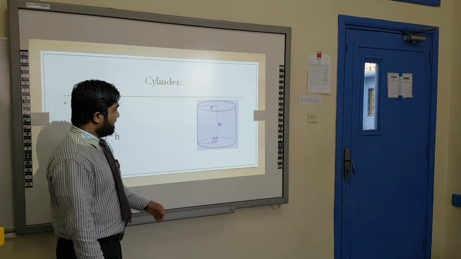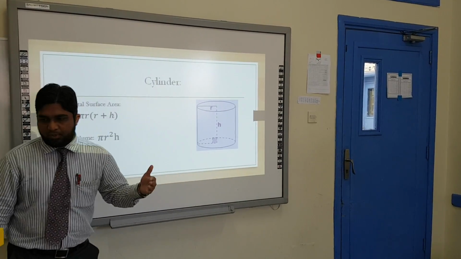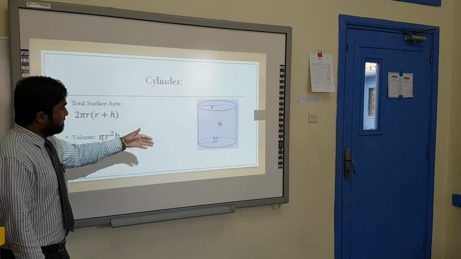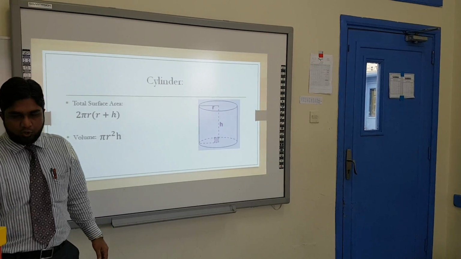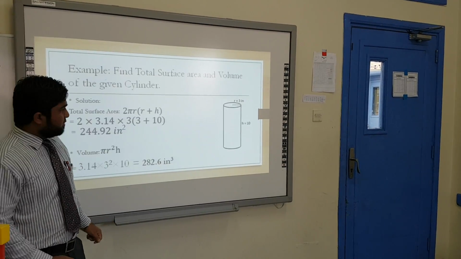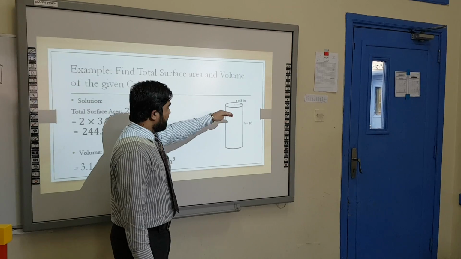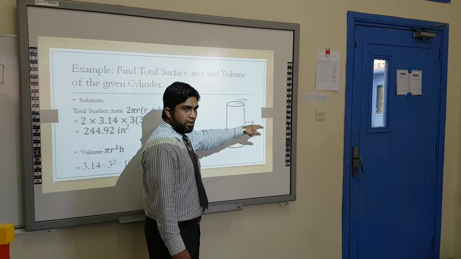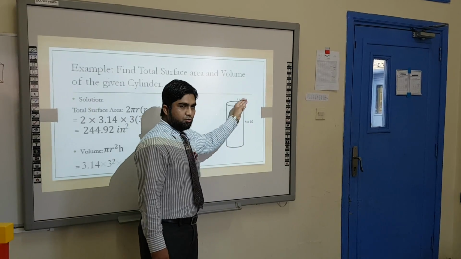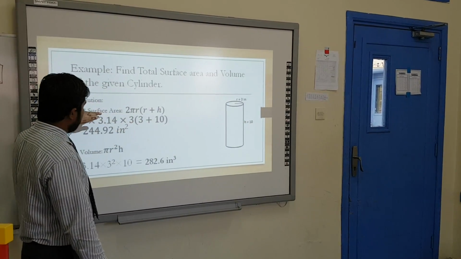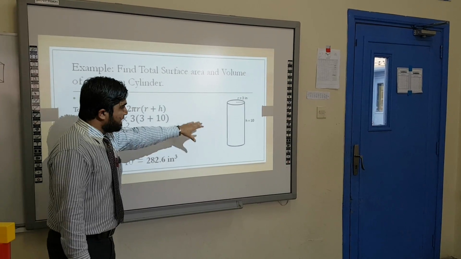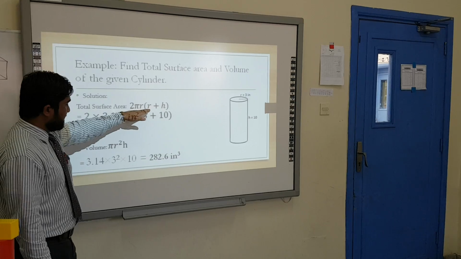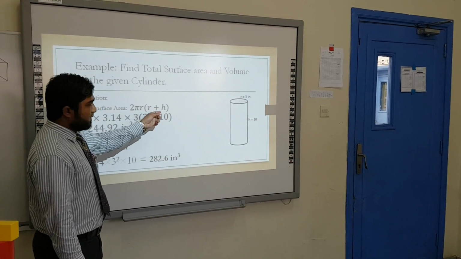Now we will go ahead and solve one example to know exactly how we can utilize this formula to get the total surface area and volume of the given cylinder. So we have dimensions, like radius is given as 3 inch and height is given as 10. Now how can we use these two dimensions to find the total surface area and volume of this given cylinder? As we know, the formula is 2 times pi times r into the brackets r plus h.